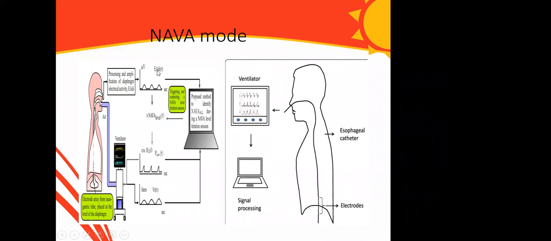This is your esophageal signal that is being picked from the dedicated catheter that you have passed, and it determines what ventilatory support you give the patient.